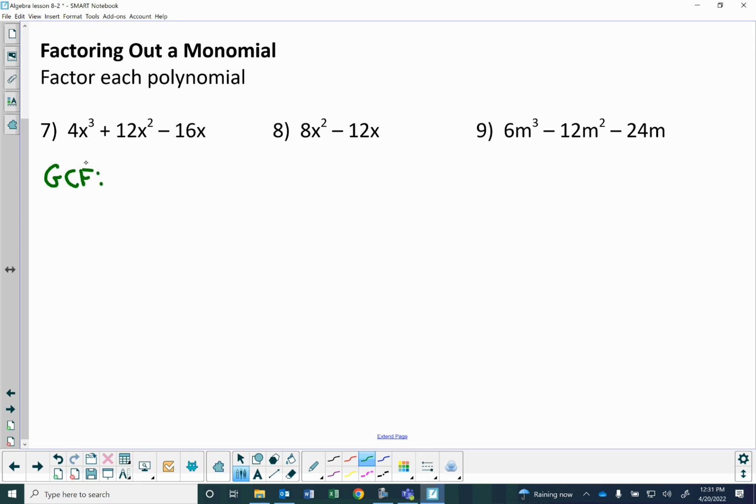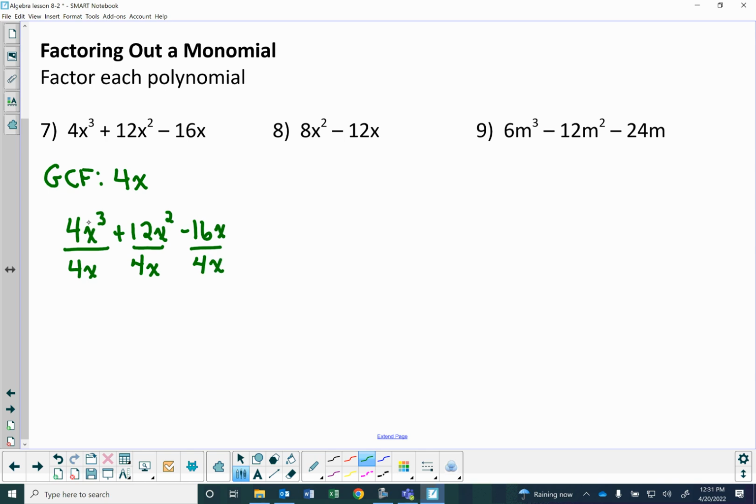Well, the greatest number I can divide into 4, 12, and 16 is 4. X shows up 3 times in the first term, twice in the middle term, once in the last term, so the least number of times it shows up in any one term is once. So my greatest common factor is 4x. So now I'm going to take 4x to the third plus 12x squared minus 16x, and I'm going to divide each term by 4x. That's what factoring out means. It means you're taking and dividing each term by 4x.